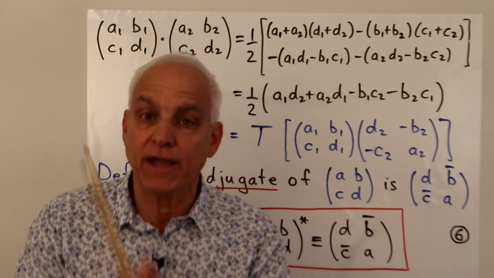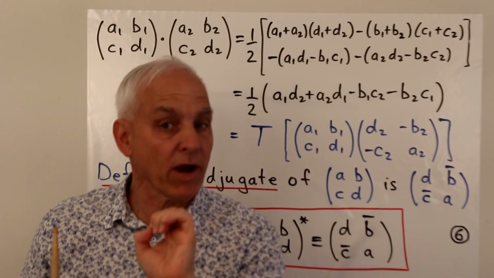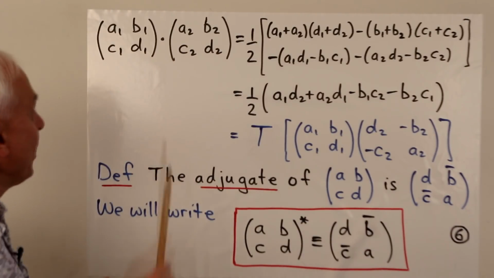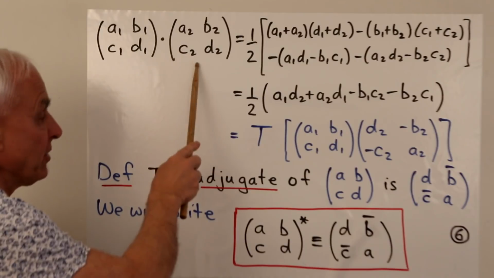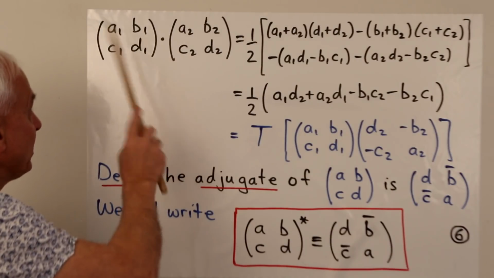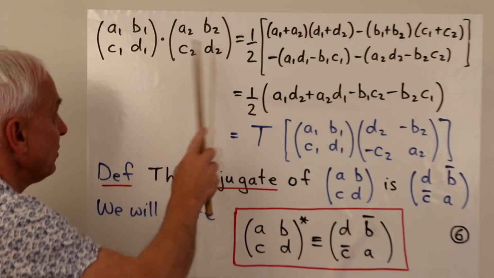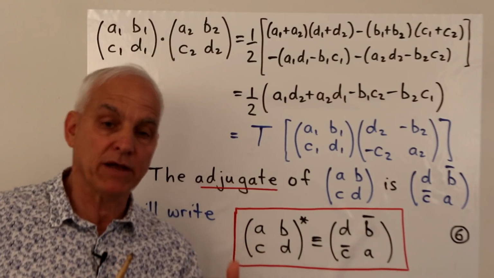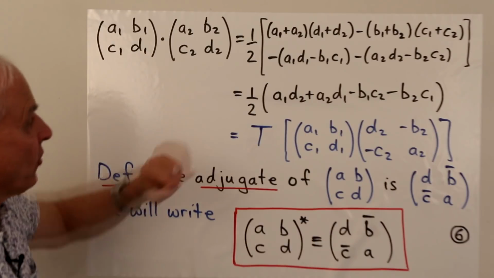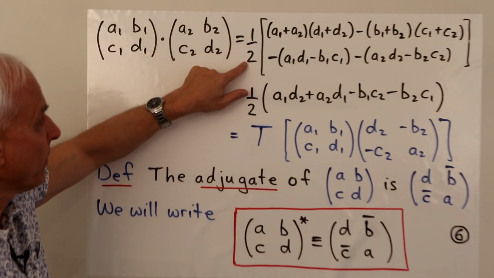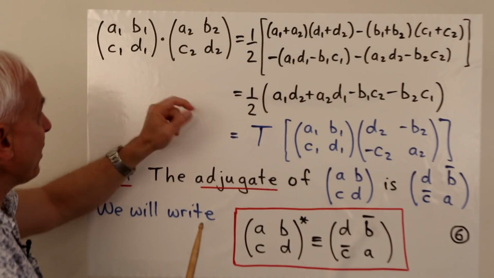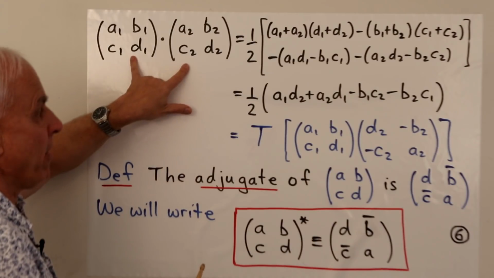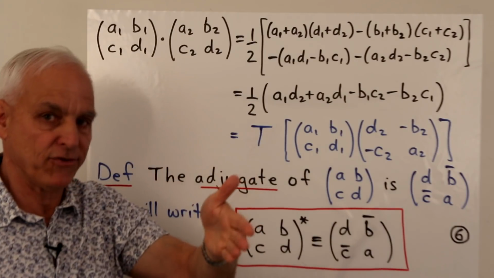All right, so let's do a calculation using that polarization formula. So here's a dihedron, and here's another one. A1, B1, C1, D1, A2, B2, C2, D2. This mystery dot product that we're trying to determine is 1/2 of the quadratic form applied to the sum. So the quadratic form we're talking about is just the determinant.